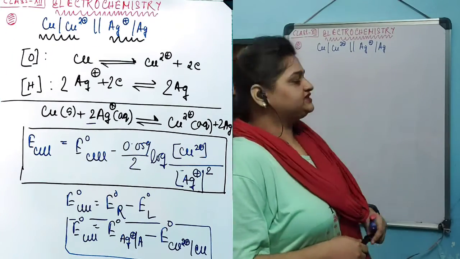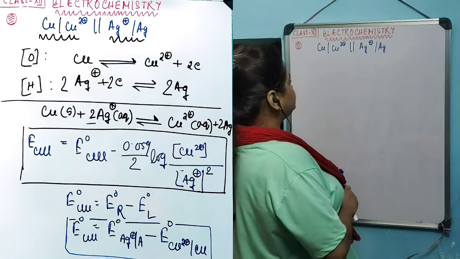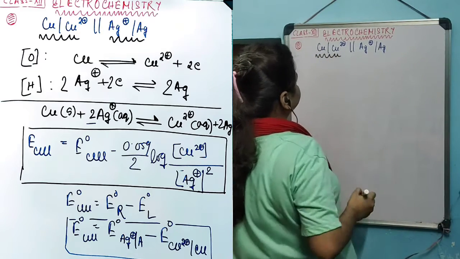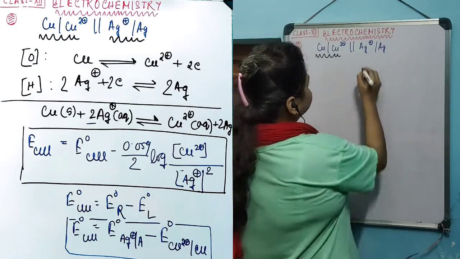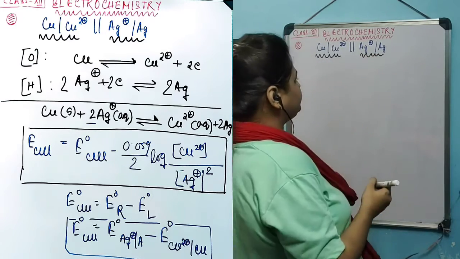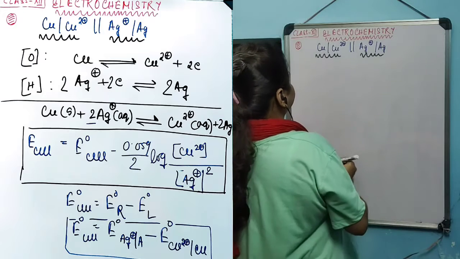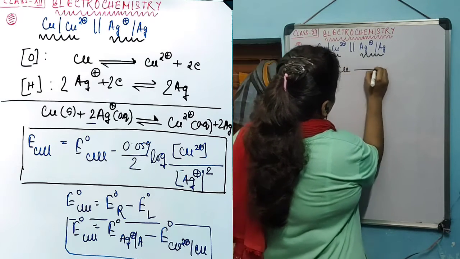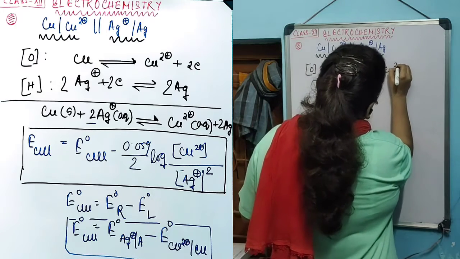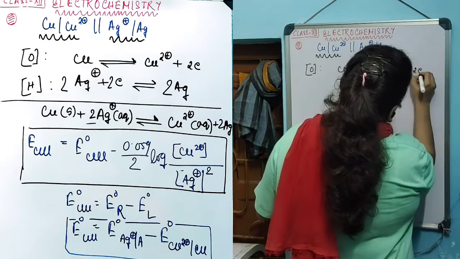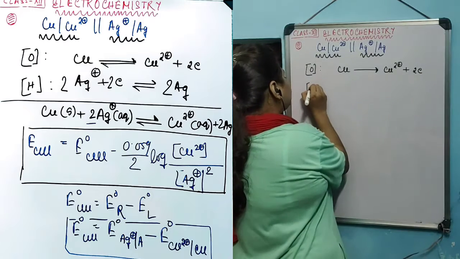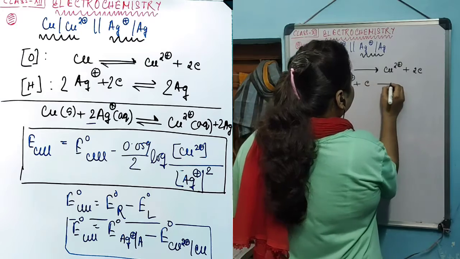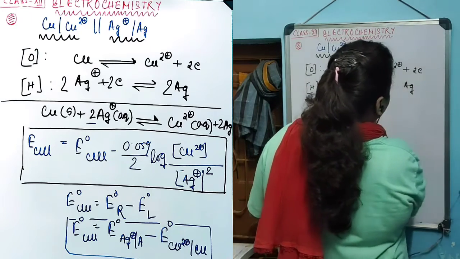Similarly, in this galvanic cell, this parallel line also represents the salt bridge. The left hand side of this solid bridge is the oxidation half cell, and the right hand side portion represents the reduction half cell. In the oxidation half cell, copper is oxidizing to copper 2 plus by losing 2 electrons. On the reduction half cell, silver, by gaining 1 electron, produces silver.